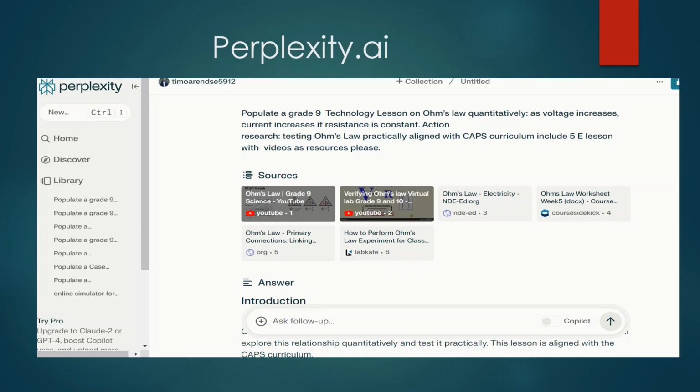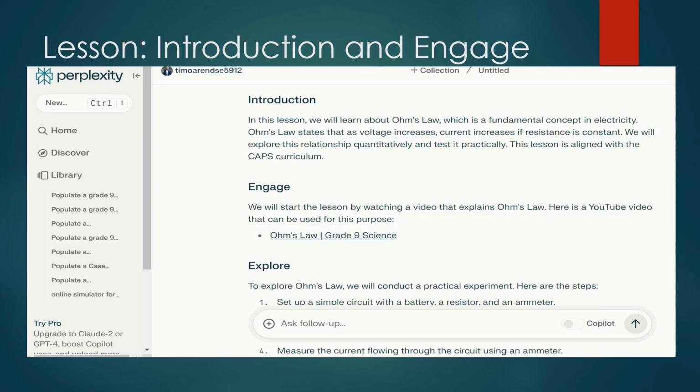So I'm currently on the Perplexity AI site, and this is what Perplexity populated. As you can see, YouTube video resources and other resources. With the introduction of the lesson, Perplexity recommends: in this lesson we will learn about Ohm's law, which is a fundamental concept in electricity. Ohm's law states that as voltage increases, current increases if resistance is constant. We will explore the relationship quantitatively and test it practically. This lesson is aligned with CAPS curriculum.